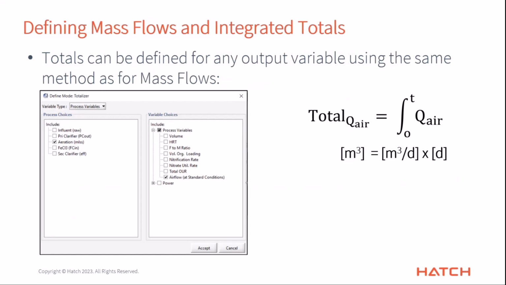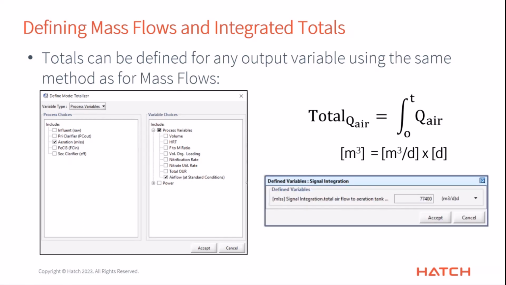So in that case, it's meters cubed per day times days, which gives us a total meters cubed. And again, same functionality, pop in here. Now I was using the process variables option instead of the drop down for the concentrations one, because I wanted to get an airflow. So I just click on aeration here, and then these process variables, there's my airflow at standard conditions. And that is what I integrated over time.